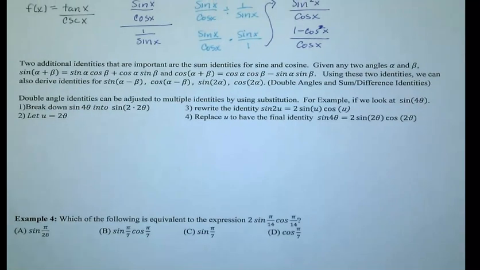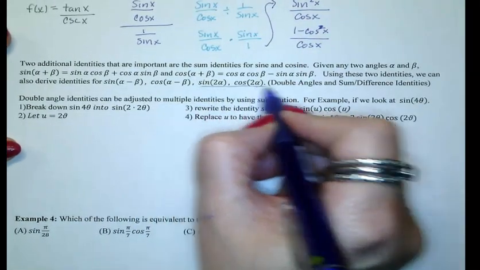All right, so two additional identities that are important are sum identities for sine and cosine. Given any two angles, alpha and beta, we can have this identity. So we can have sine of alpha plus beta equals sine alpha cosine beta plus cosine alpha sine beta, or we can have a cosine identity. Using these two identities, we can also derive what they are for minus and what they are for double angles. So double angles, we're looking at these right here.